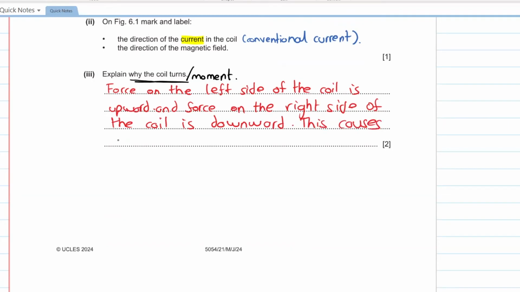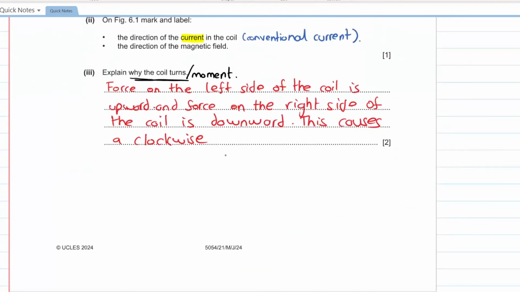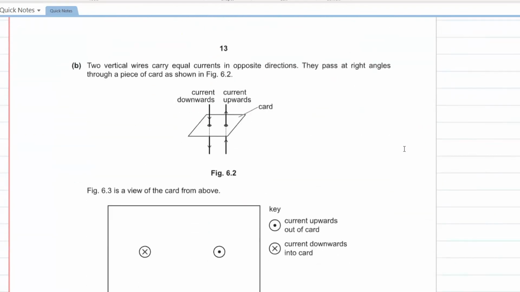This causes a clockwise movement, right? Yes, clockwise movement, and the coil rotates. बेटा अगर आपने इस तरह आंसर लिखा ना तो एग्जामिनर आपका फैन हो जाएगा. If you write answers like this, examiner will become your fan. ठीक है, अब आगे बढ़ते हैं.